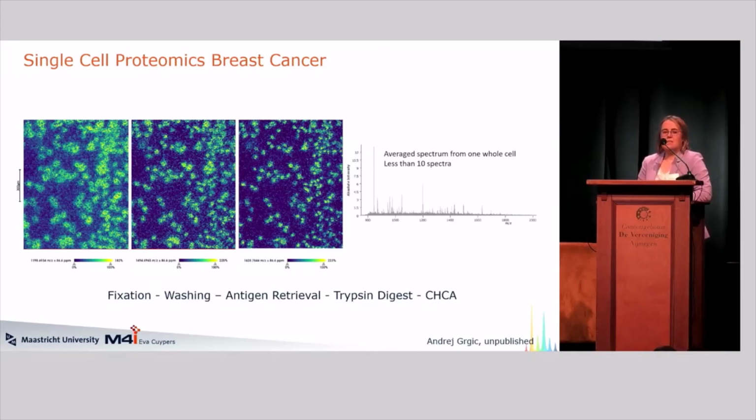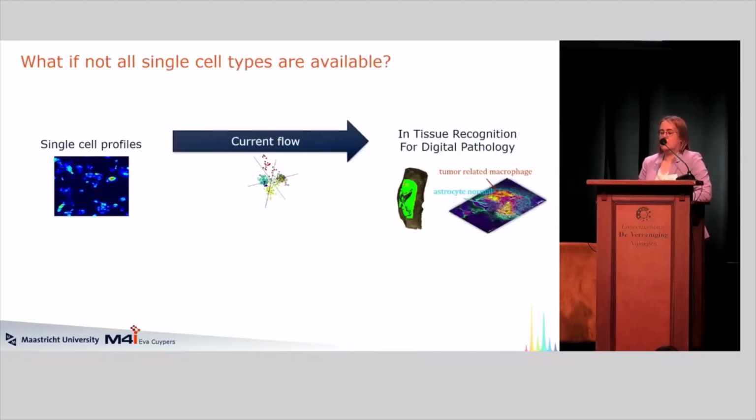And very recently, he managed to get nice images of these breast cancer cell lines in 2D after antigen retrieval and trypsin digestion. What you see on the right is a spectrum of one single cell after trypsin digestion. These cells are about 15 to 20 micrometers, so you have fewer than 10 spectra per cell. But even so, he was able to find some peptides after the trypsin digestion. So we're heading towards single-cell proteomics at the moment.